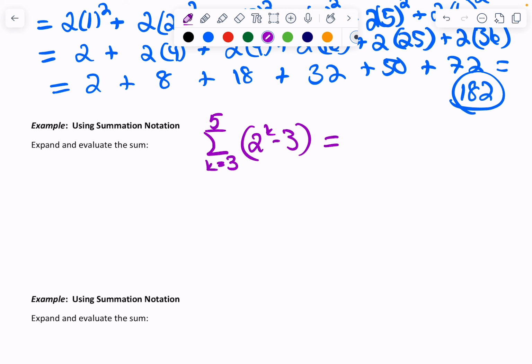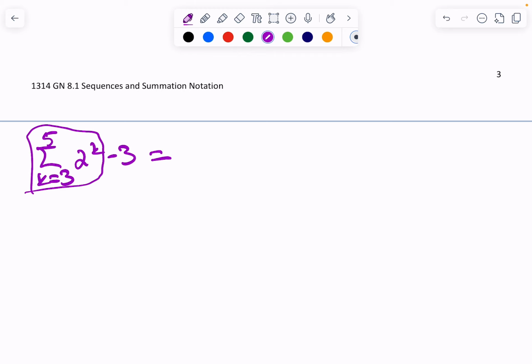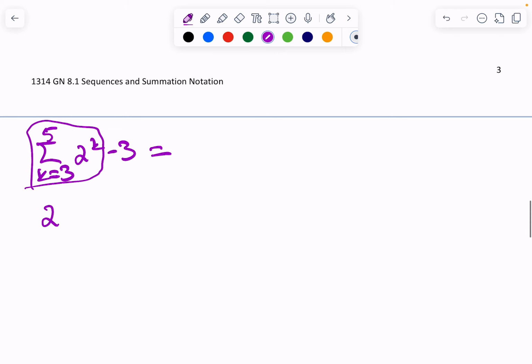If it looked like, actually, let me write it over here. So if instead we wrote it without the parentheses, that would mean that the 2 to the power of k is the only thing that's part of the sum. So this would be 2 to the power of 3 plus 2 to the power of 4 plus 2 to the power of 5 minus 3.